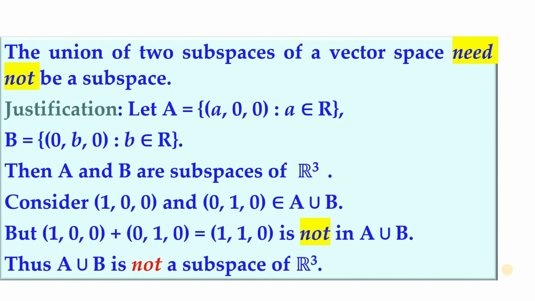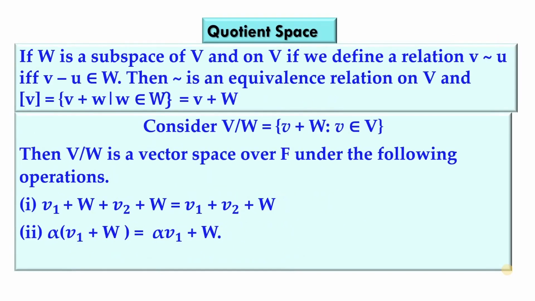Now we will consider two elements, one from A, another from B. So they are members of A union B. When we add them up, we get an ordered triplet with components 1, 1, 0. It is not a member of A union B, obviously, and therefore A union B is not a subspace of R3. So the union of two subspaces of a vector space need not be a subspace. It can be a subspace provided one is contained in the other.